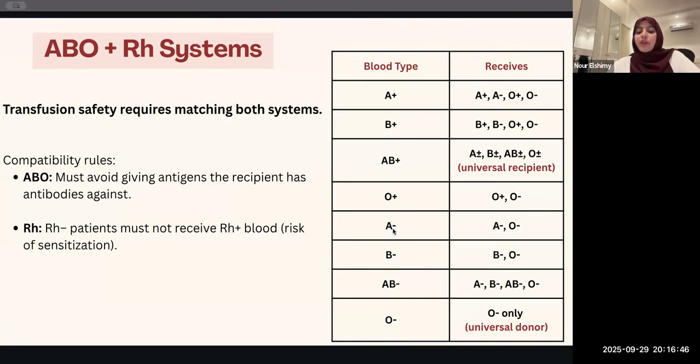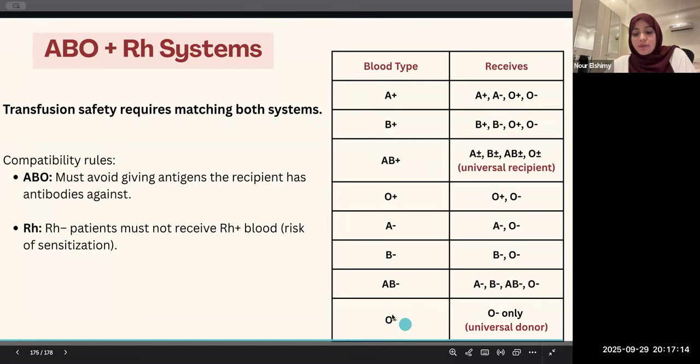Now, remember how in a few slides earlier I mentioned that AB is a universal recipient and O is a universal donor. To be more precise here, AB positive is a universal recipient. AB, because it receives from AB blood groups and O. And positive, because Rh positive does not make antibodies against negative Rh. So we're fine. If we take blood from any type, we're fine.